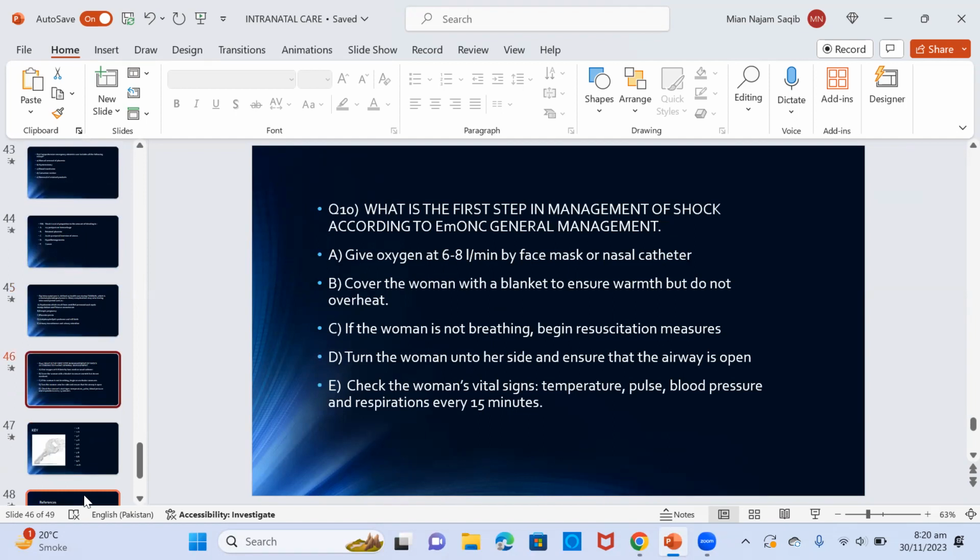Question 10. What is the first step in management of shock according to the emergency obstetric neonatal general management? A. Give oxygen at 6 to 8 liters per minute by face mask or nasal catheter. B. Cover the woman with a blanket to ensure warmth but do not overheat. C. If the woman is not breathing, begin resuscitation measures. D. Turn the woman to her side and ensure her airway is open. Or E. Check the woman's vital signs, temperature, pulse, blood pressure, and respiration every 15 minutes. And the answer is 10D.